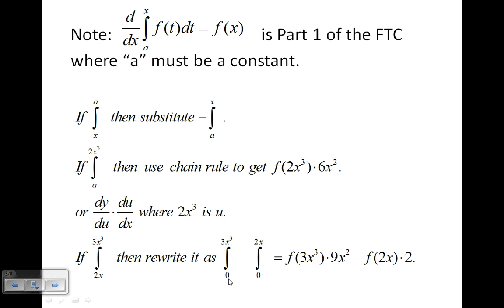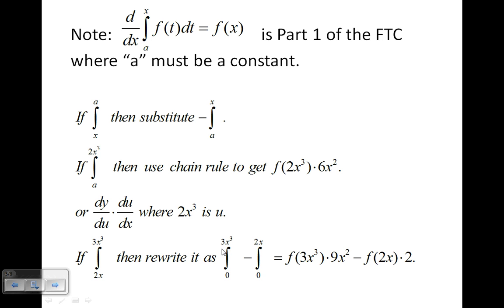If I take from 0 to the upper limit and I subtract from 0 to the lower limit, I will actually get from the lower limit to the upper limit. And again, if you want to be thinking of it as how much area is under the curve, if you picture 0 and then 2x and then 3x cubed, if I go from 0 all the way to 3x cubed and subtract off from 0 to 2x, then what's left is the area between the 2x and the 3x cubed.